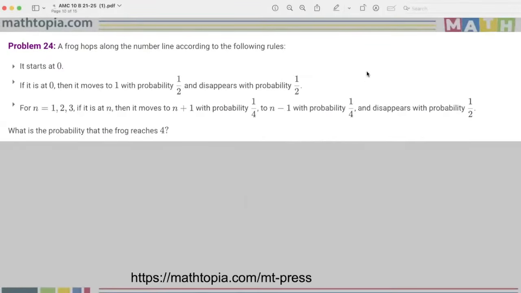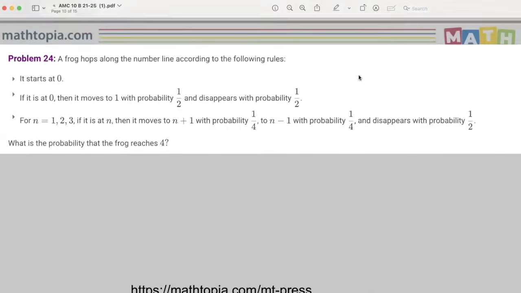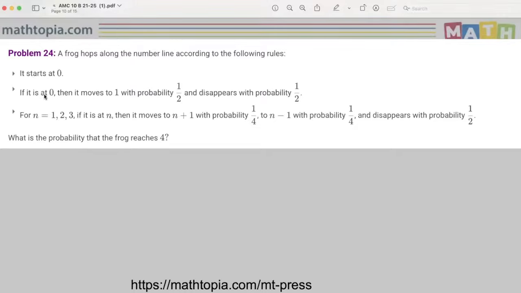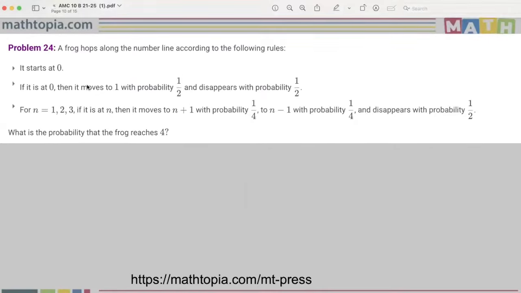Okay. Now, number 24. So we have a frog hopping along the number line, and it starts at 0. If it's at 0, it moves to 1 with probability 1/2, and disappears with probability 1/2. And then for each n equal to 1, 2, 3, if it's at n, then it moves to n plus 1 with probability 1/4, to the previous number with probability 1/4, and disappears with probability 1/2 once again. So what is the probability that the frog reaches 4?